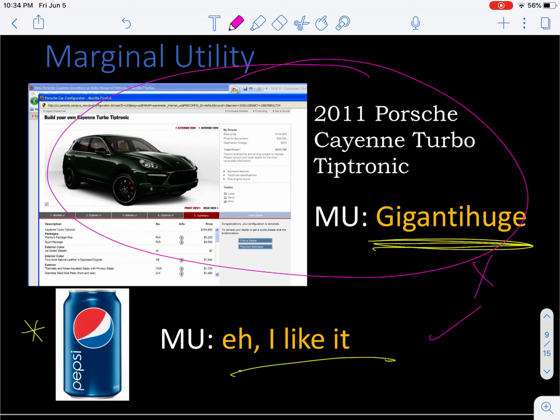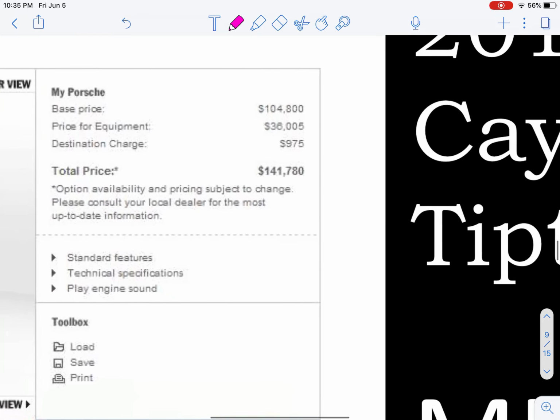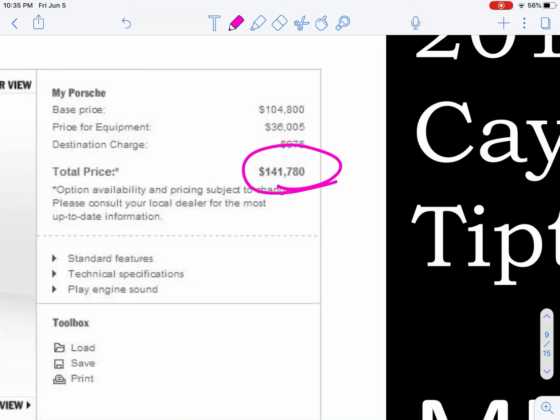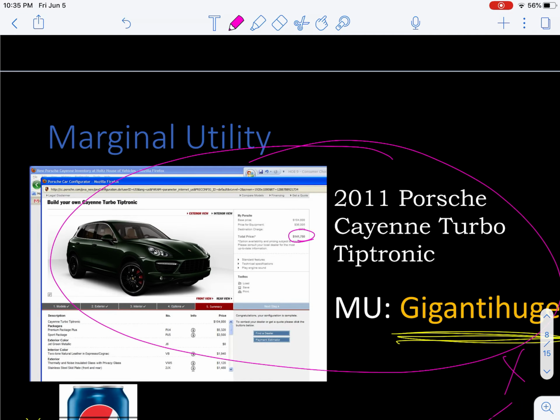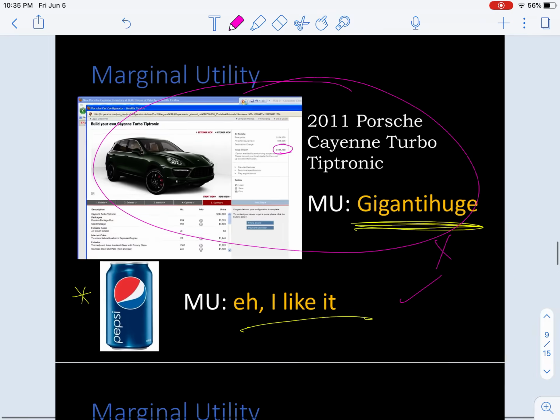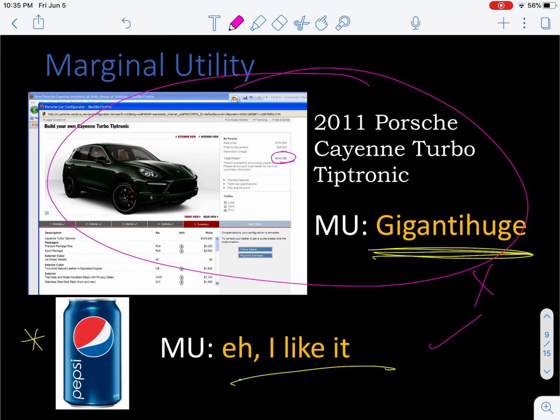So what's wrong? Is our theory right and I'm just incompetent at maximizing my utility, or is there something else going on? Well, you're probably on top of this. There is something else going on. What is the part I didn't highlight here? That Porsche, about 142 grand. Now that was in 2010. Could that have played into why I didn't get it?